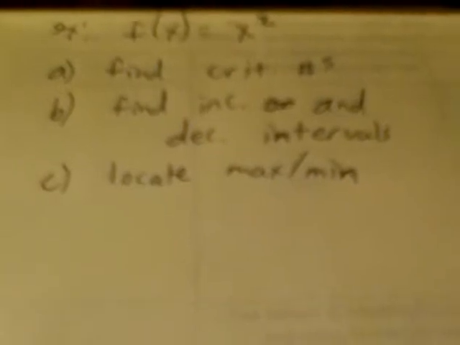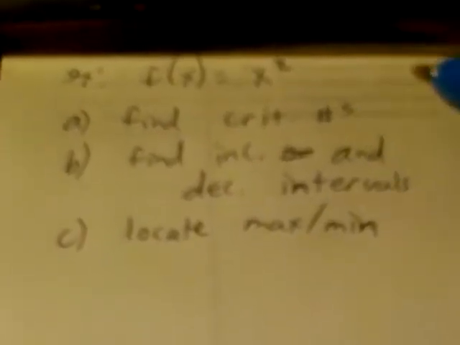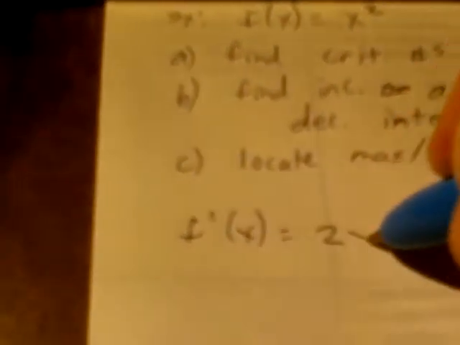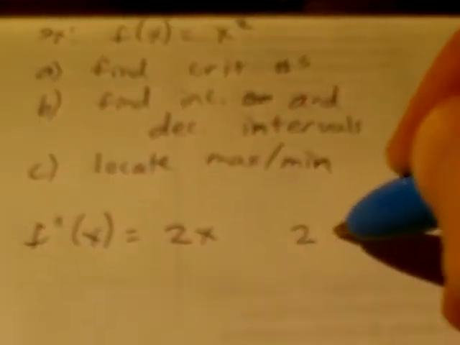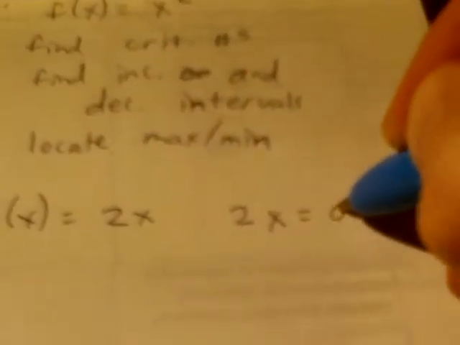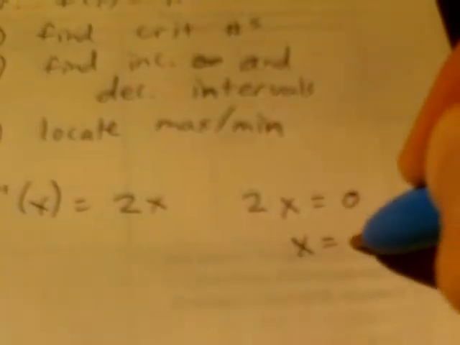So the first thing we should do is, in order to find the critical numbers, we first have to find the first derivative. So that's easy enough here. f prime of x equals 2x. And then we set 2x equal to 0. And obviously x is equal to 0.